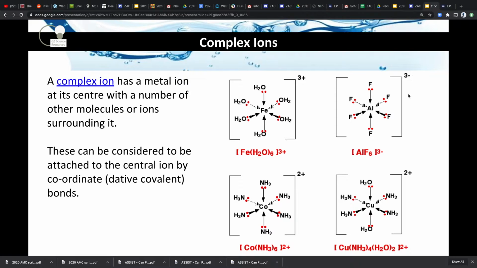What's the charge of aluminium? 3 plus. And how many fluorides have we got? 6. And each one has a 1 minus charge. So 3 plus, and you add 6 minus 1 charges to it? 3 minus. Negative. Interesting. So you can figure it out typically. It makes sense, right? Structurally, it makes sense. Cool. So that's what a complex ion is.